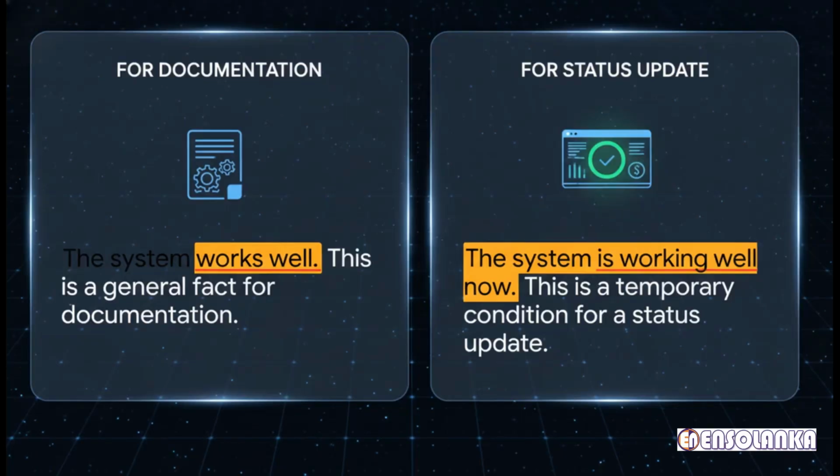So we're back to our very first example, and hopefully it's crystal clear now. The system works well. That's a statement about how it always is, right? Perfect for your product manual. But the system is working well now. That's what you say after a huge outage. It implies, phew, we fixed it. It's a temporary, hard-won victory, and that context is everything for your team.